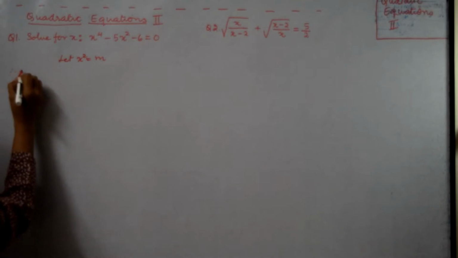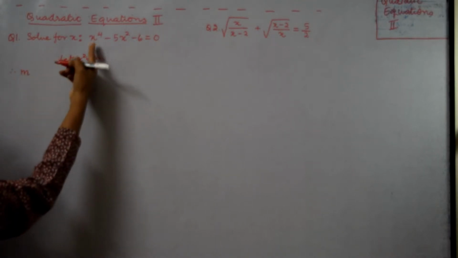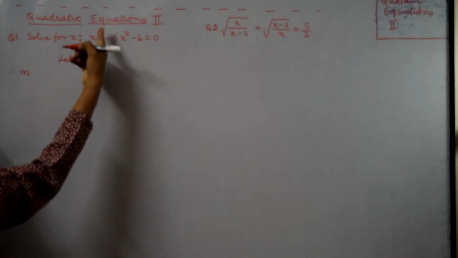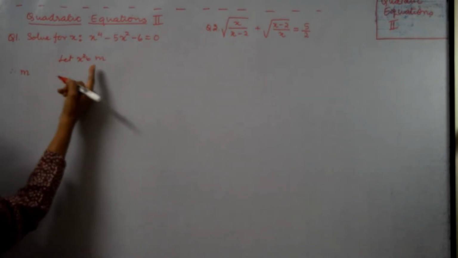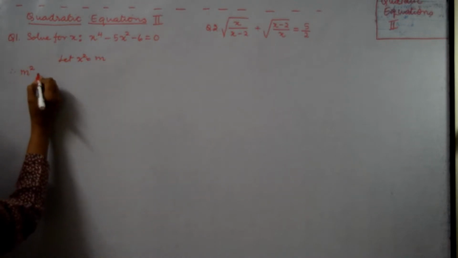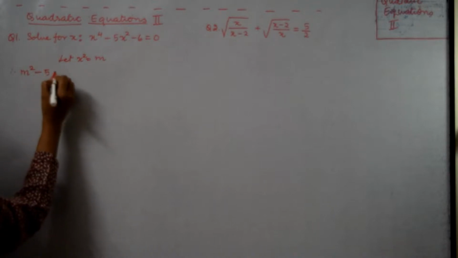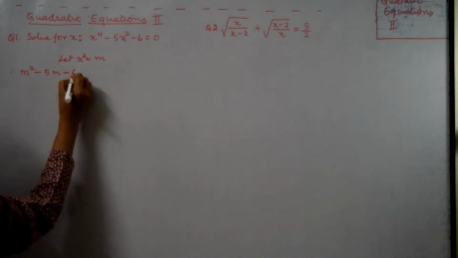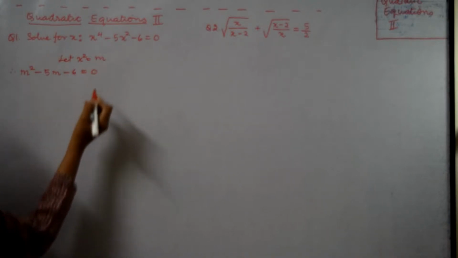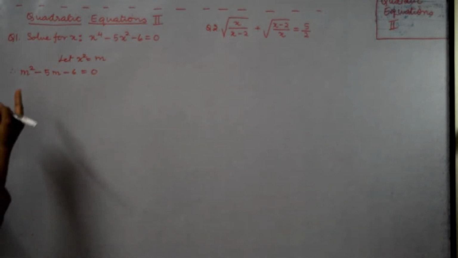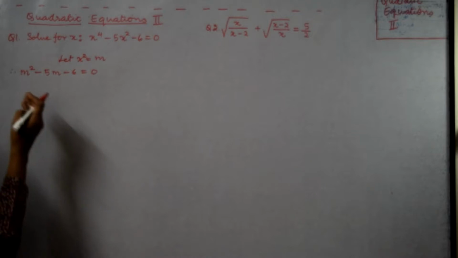So therefore our quadratic equation becomes x squared to the power 2. So it's a square of x squared. So if x squared is m, then x to the power 4 becomes m squared, minus 5, x squared will be substituted as m, and minus 6, and that's equal to 0. So you see what looked apparently as something totally different than a quadratic equation, we converted into a quadratic equation.